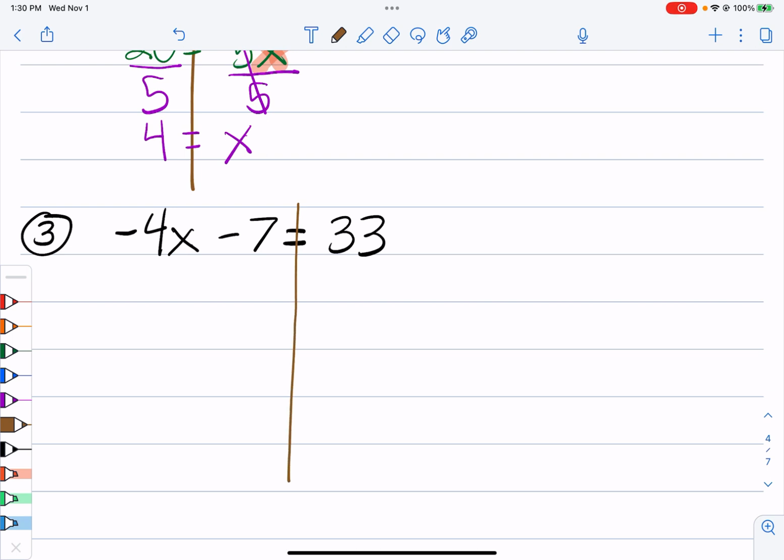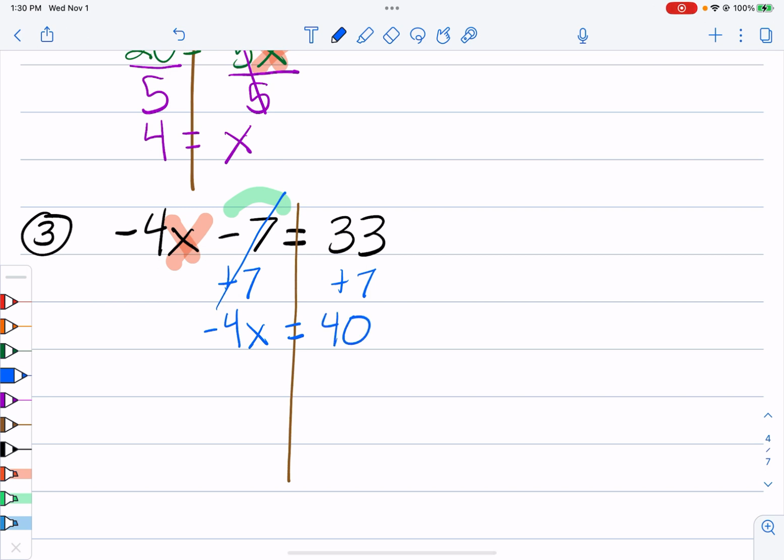Okay, let's get into some more positives and negatives in our problems. So negative 4x minus 7 equals 33. Again, here's my variable. Behind it, I have a minus 7. So to undo a minus 7, I'm going to add 7 to both sides. So there's my 0. Negative 7 plus 7 is 0, which leaves me with a negative 4x on the left-hand side. 33 plus 7 is 40. I'm going to divide both sides by negative 4.